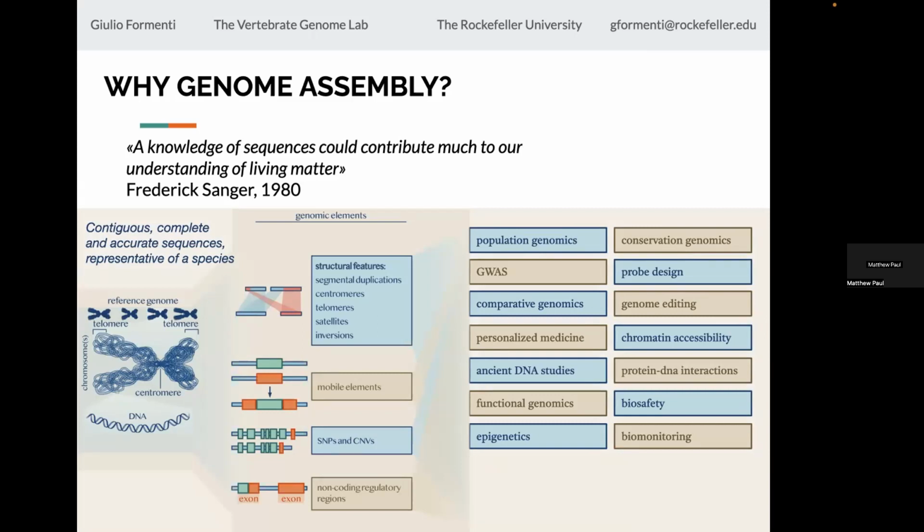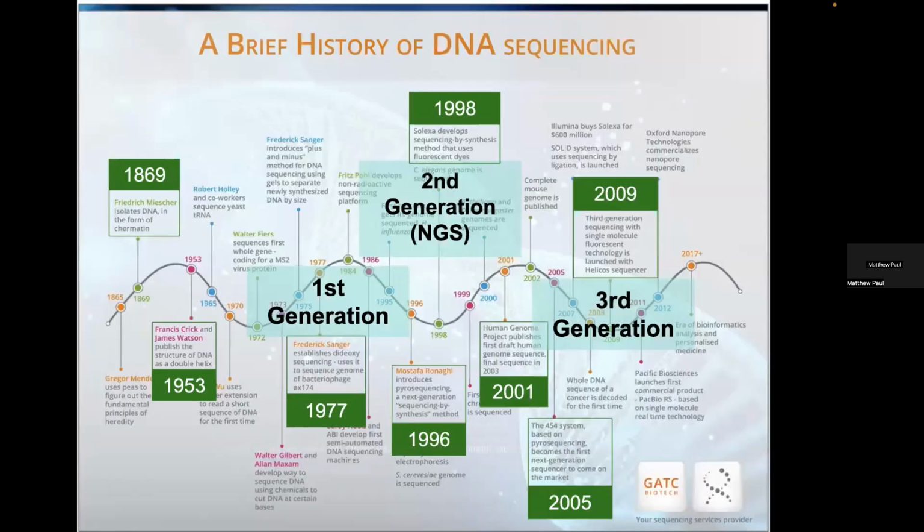You name it. So what we're after is reference genomes, that we can describe briefly as contiguous. So we'll see what that exactly means. Complete. Again, we'll see what that exactly means. Accurate sequences that are representative of a species, and then it means that we can look at all the genomic elements: single nucleotide polymorphisms, copy number variants, mobile elements, segmental duplications, centromeres, you name it, depending on the scientific question.